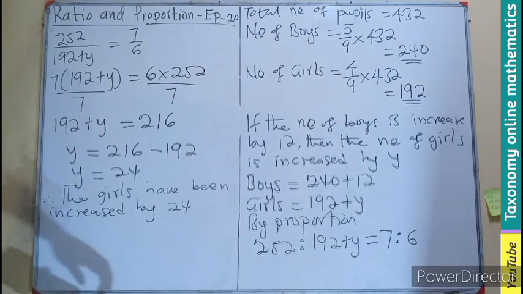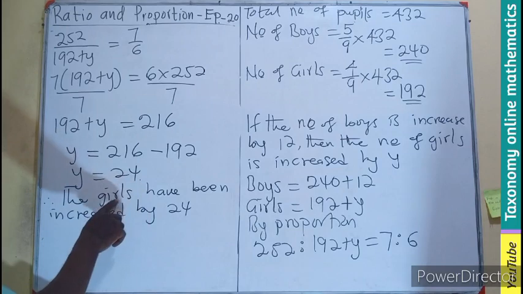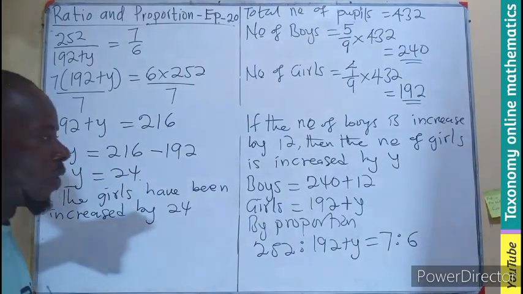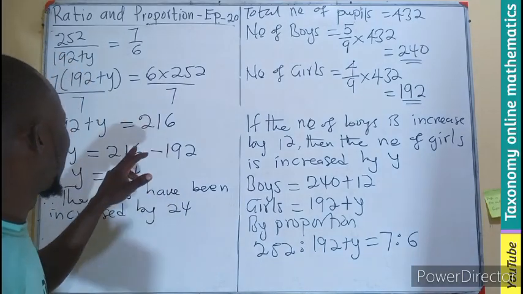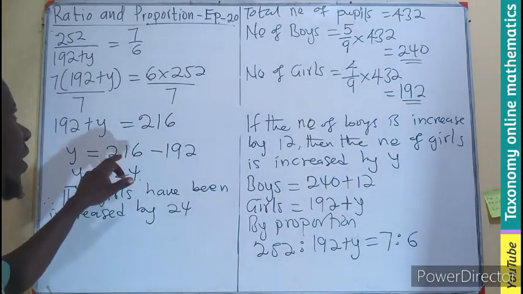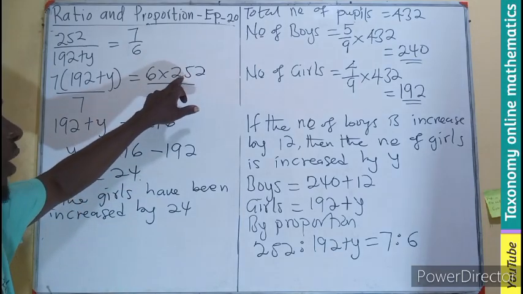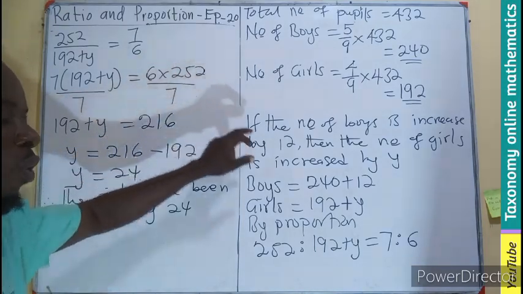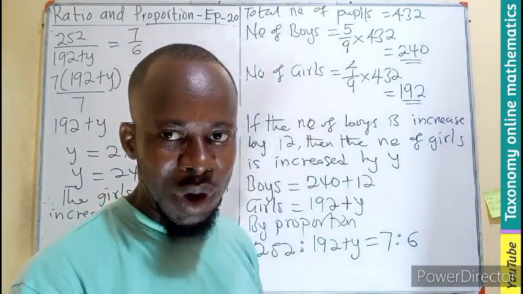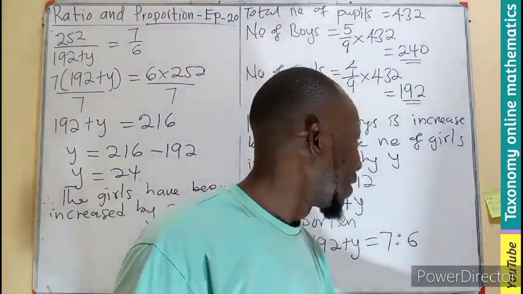So we can see that therefore the girls have been increased by what? 24. So 24 plus 192, which is 216. This ratio compared to 252 will give us 7 is to 6. So that is one way by which we can get it.